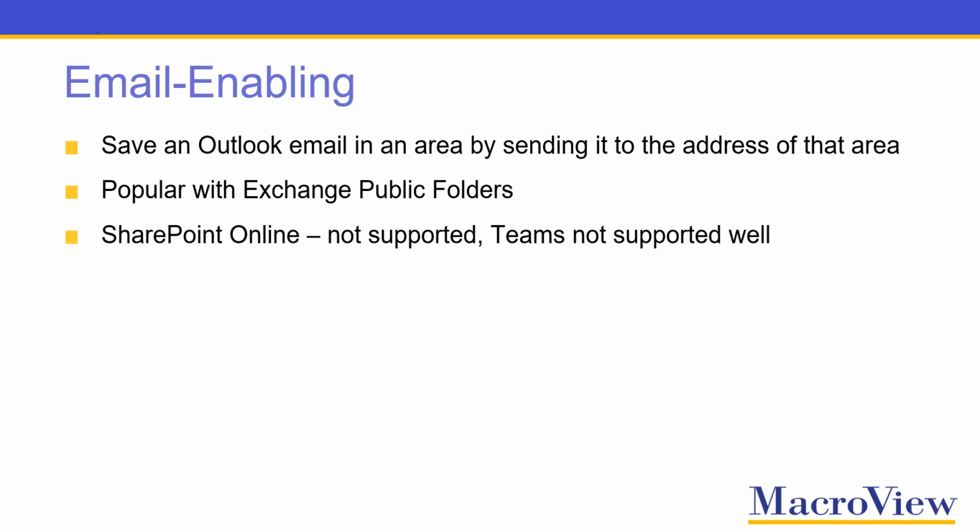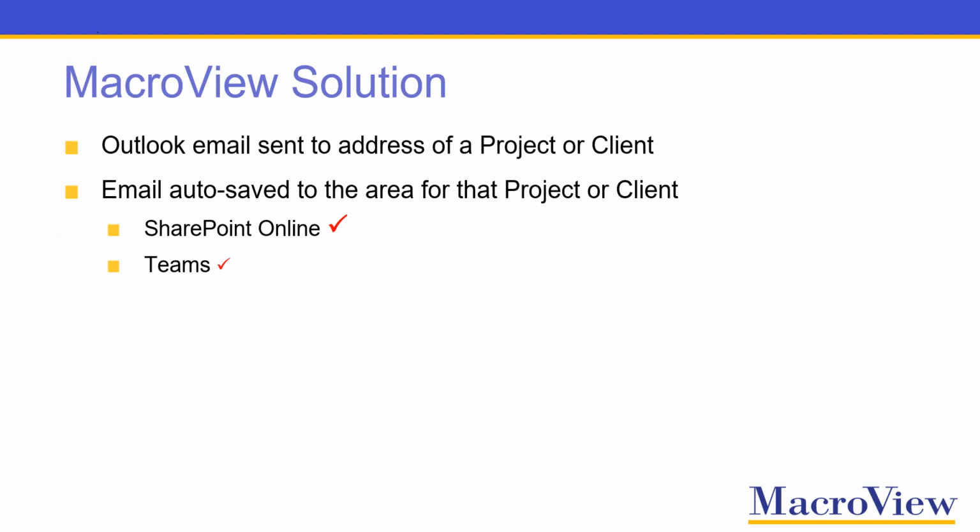Email enabling is not enabled in SharePoint Online generally. You can email enable in Teams, but it doesn't do a good job of managing emails. In this video, we'll look at a MacroView solution which allows you to achieve the same effect as email enabling. That is, you can send an email to an address which corresponds to a project or client, and the email will automatically be saved to the area for that project or client in either SharePoint Online or Teams. Let's see this in action.